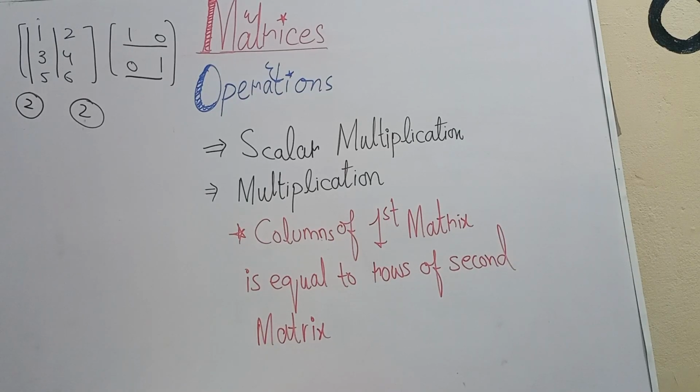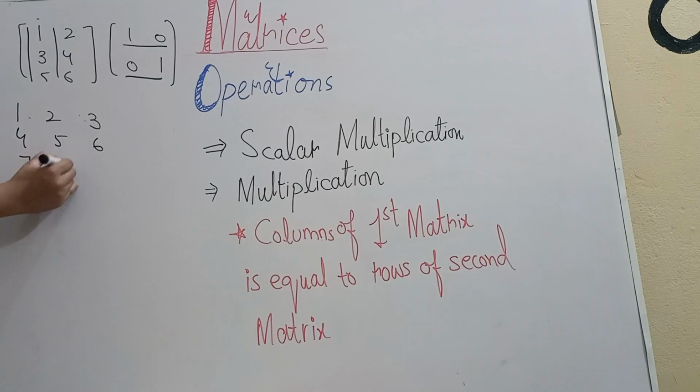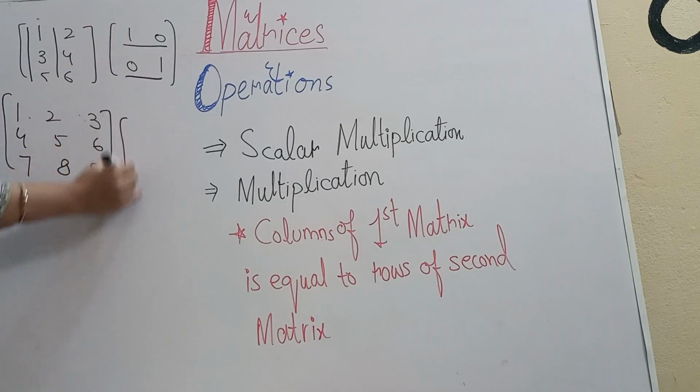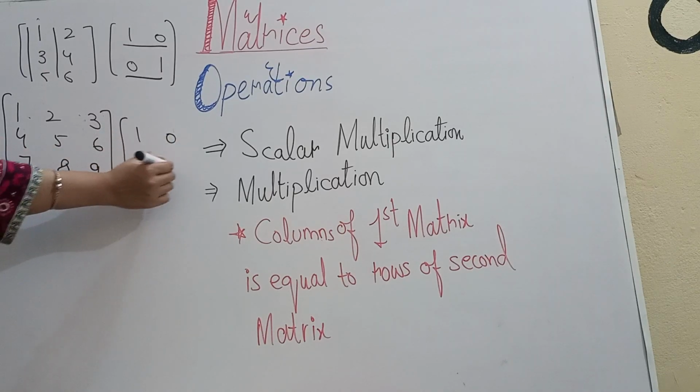And if this condition doesn't satisfy, what happens? Let's take an example. We write 1, 2, 3, 4, 5, 6 and 7, 8, 9. Okay, let's take this matrix for example.